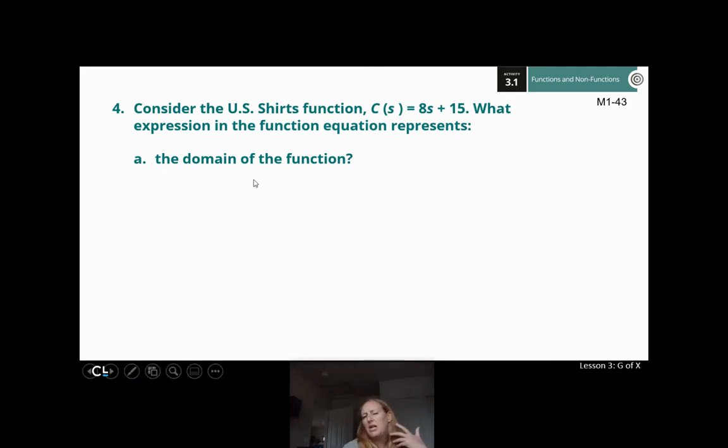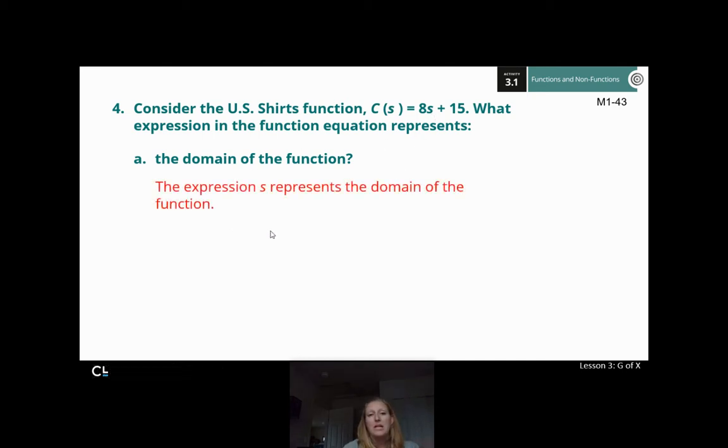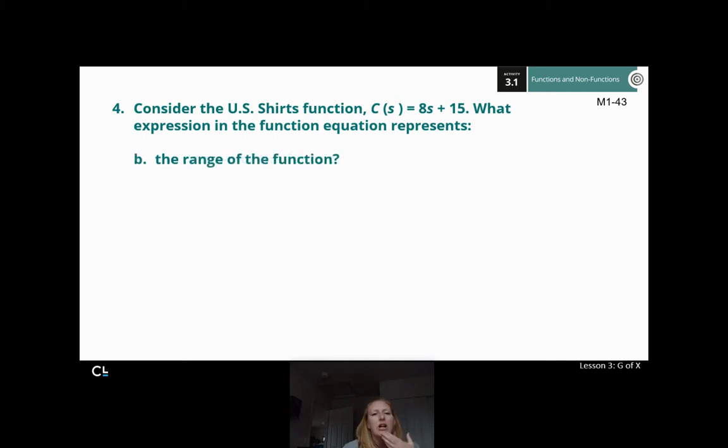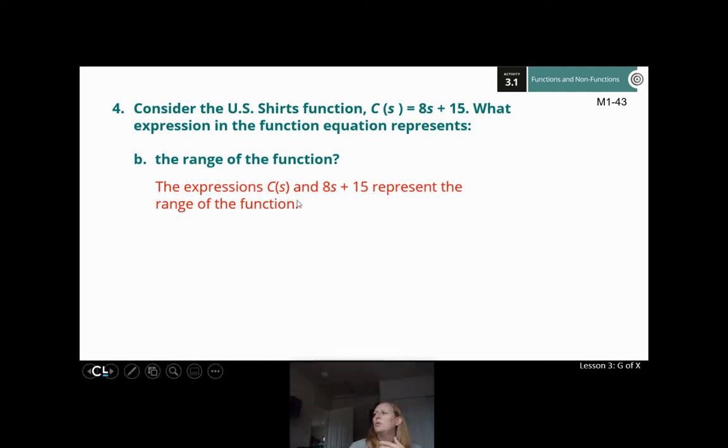So if my domain is my input, then that means S is my input, right? S is my independent variable, my input. So I would say that the expression S represents the domain of my function because domain is my input. The number of shirts is my input. For the range of the function, I would have to say that C of S is my range because that's dependent on S, right? I guess if you really wanted to, the other option is you could have told me that 8S plus 15 represents the range of my function. I mean, that would also be possible.